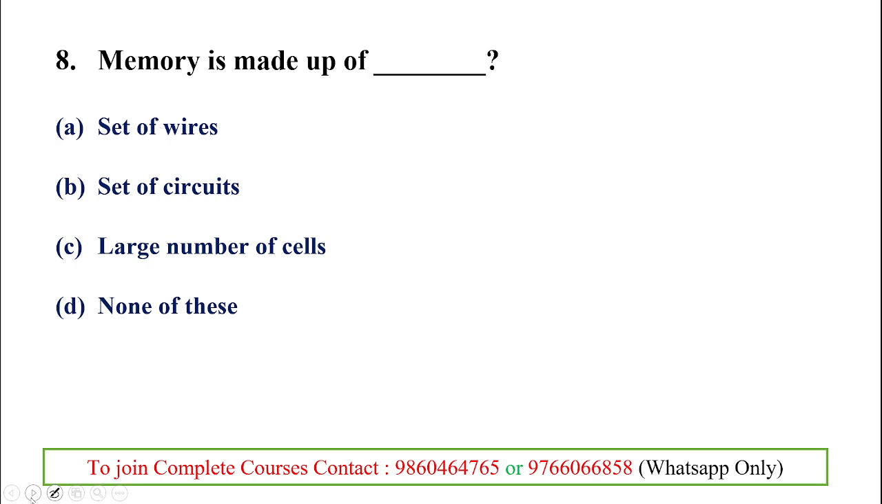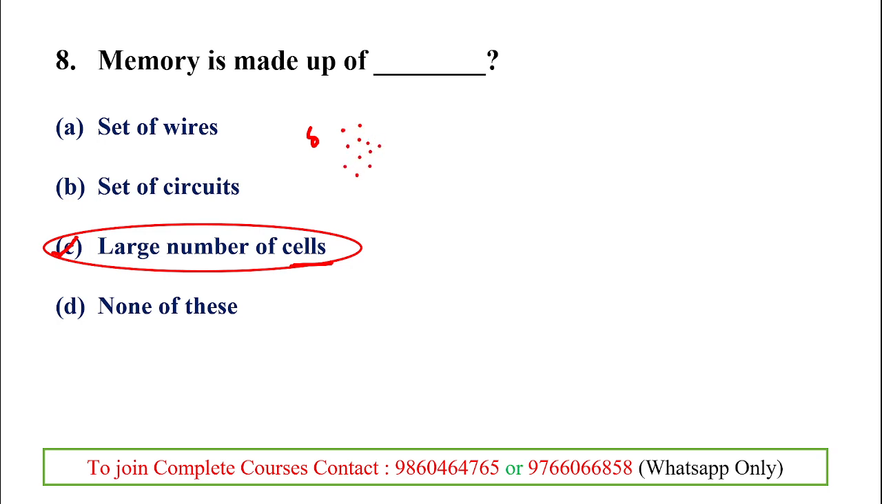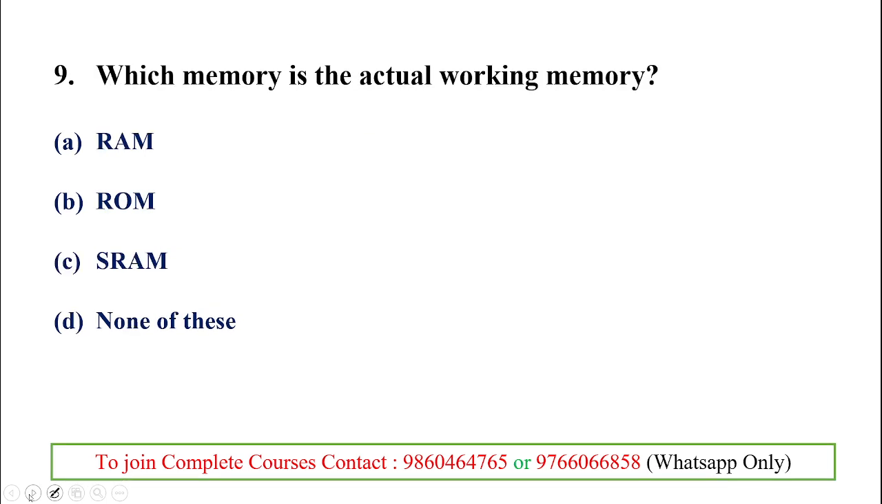And then, memory is made up of dash, or the memory is a collection of a large number of cells. So this is the answer, option C, a large number of cells that make the memory. The information is stored in single cells, like points. You can see dots in memory cards. That is the storage unit of memory, like cells.